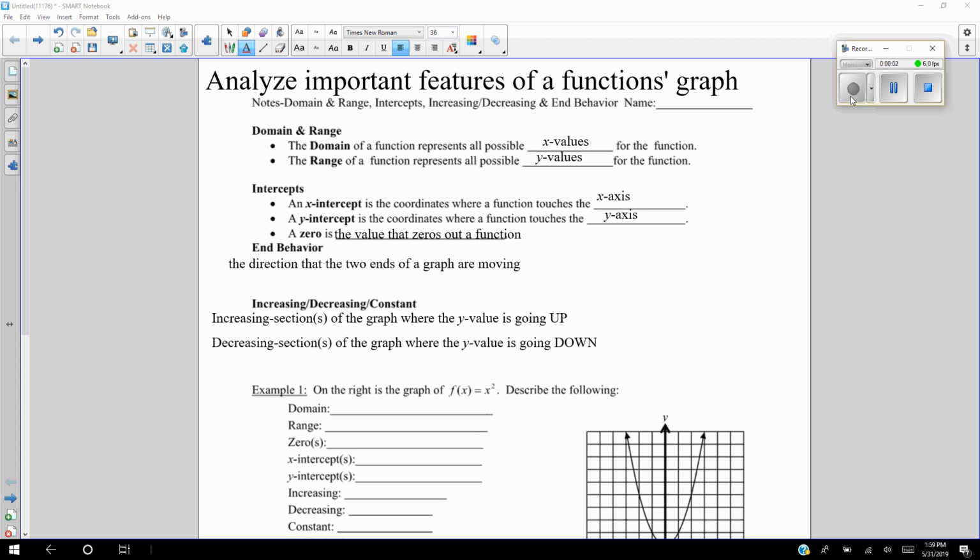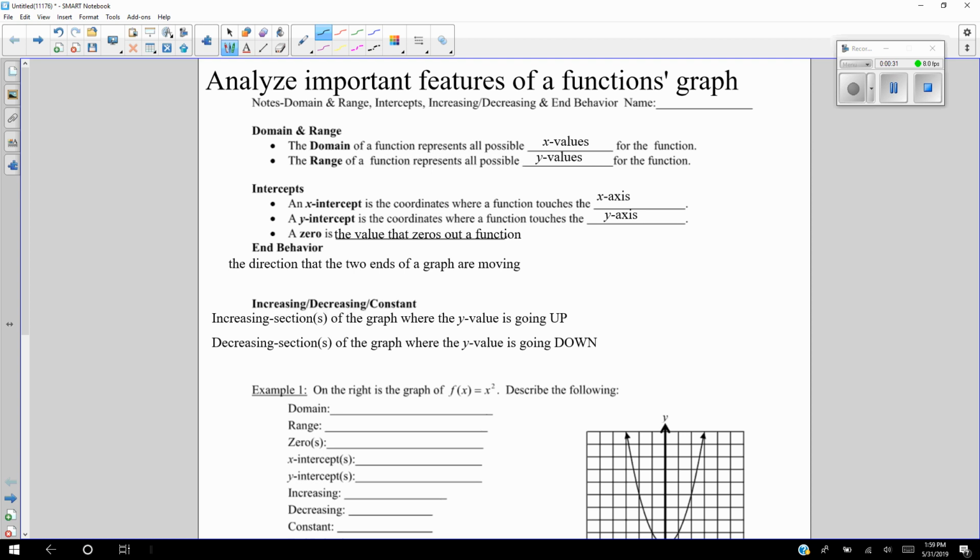All right, guys, we are going to work on analyzing important features of a function's graph today. So we do have a lot of vocab in this section, so you can go ahead and start copying down some of that information. We've talked about domain a little bit. Domain, of course, is the x values of the function. So here you have the technical definition, but off to the side for all of these, I'm going to try to explain this in layman's terms.